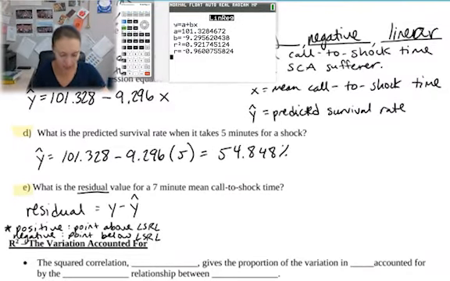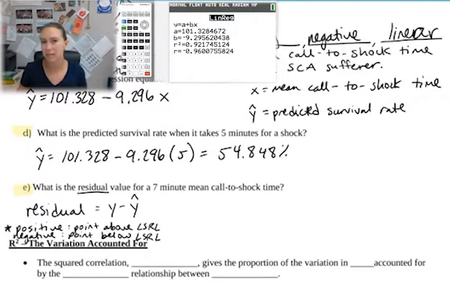And that ends up being 54.848%. And then what is the residual for a value of 7 minutes? So I kind of mentioned this at the beginning of the video. The residual is going to be the y value of the actual data point that we have, minus the predicted value. It's going to be positive for points above the line and negative for points below the line, which is how I always remember which direction to put the y in the y hat.